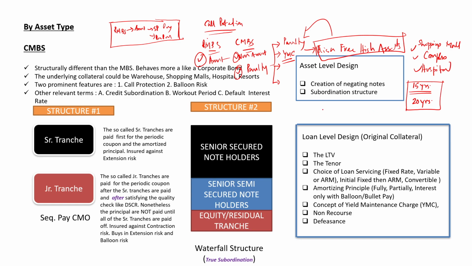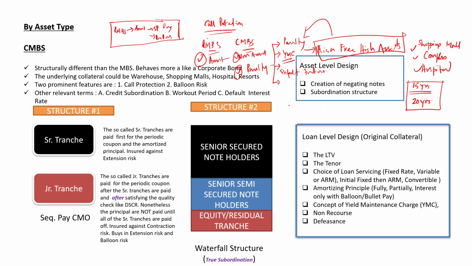Within this workout period, the rate of interest, of course, is not the same as that of the original structure. Because of the default that the CMBS borrowers may pose, an additional penalty in the form of default interest is levied.